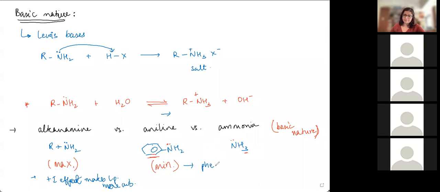Okay. So the phenyl ring delocalizes the electrons. Makes it less available.